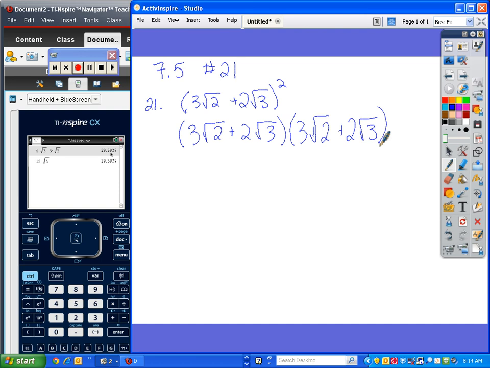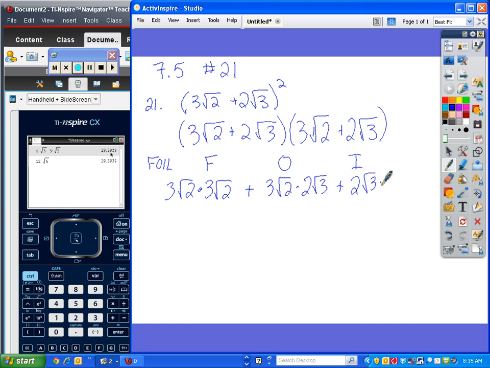Okay, so now I'm going to FOIL. I have a binomial times a binomial, and that tells me I have to FOIL. When I FOIL, I multiply my first terms. My first terms are 3 square root of 2 times 3 square root of 2, plus my outside terms, 3 square root of 2 times 2 square root of 3, plus my inside terms, 2 square root of 3 times 3 square root of 2, and my last terms are 2 square root of 3 times 2 square root of 3.